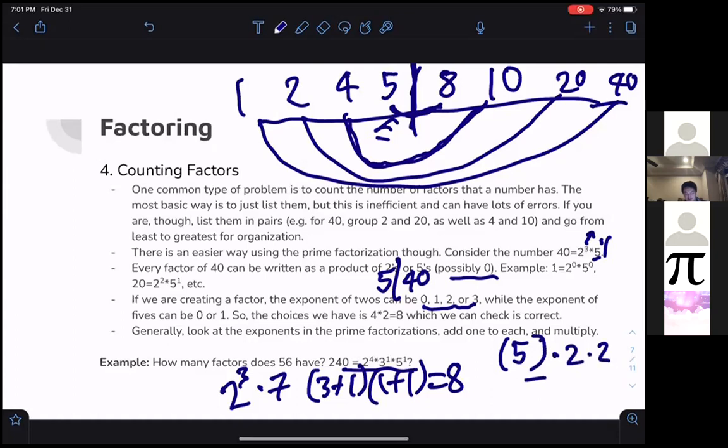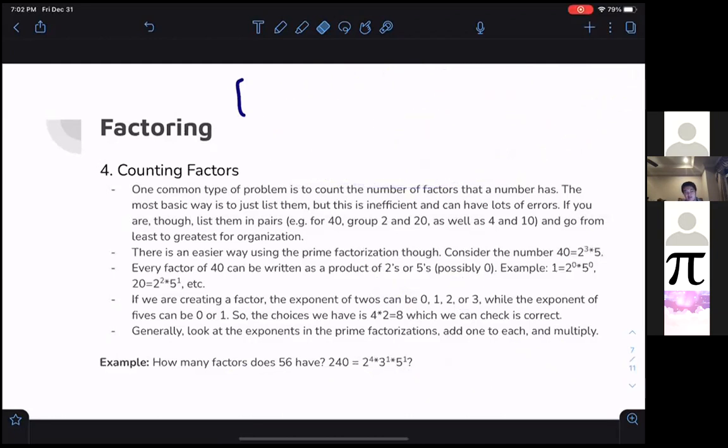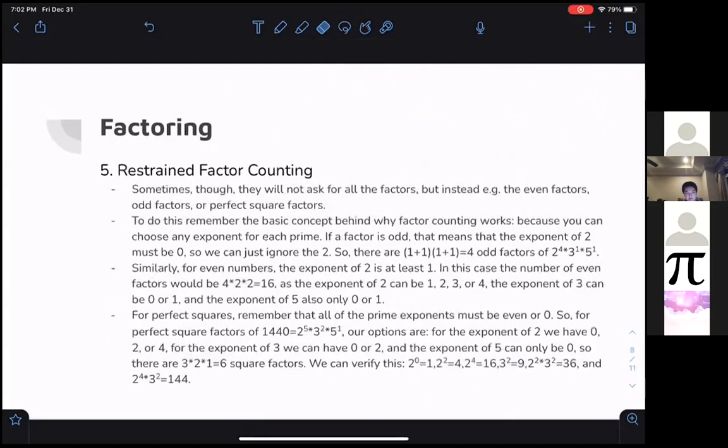And in that case, we can just move on, given you know how to do this. Make sure you read correctly what it's asking. If they say not to include the number itself or 1 as the answer, be aware of that. All right. So moving on to more problems, we also have restrained factor counting.